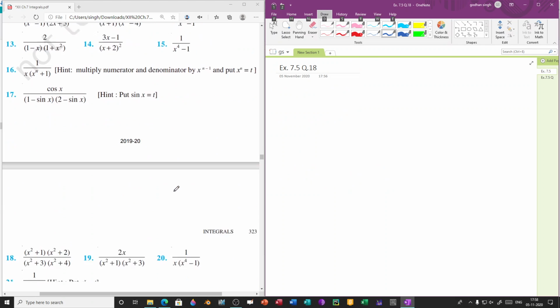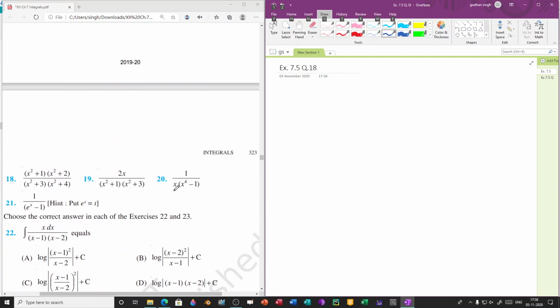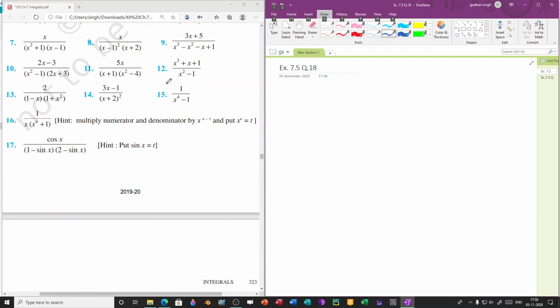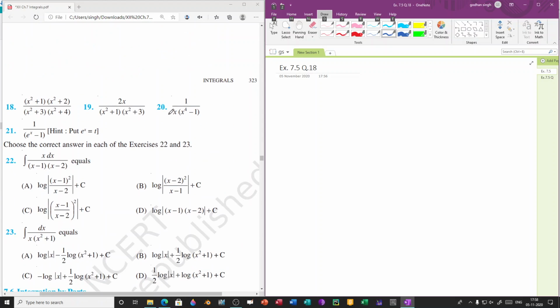Now we'll go to exercise 7.5, question number 18, because it is similar to our question number 15. So this is our question number 18. This is a rational function, and we can see that the numerator and denominator are both expressed as factors of x square plus some constant. So this is exactly the same method we will follow which we followed in question number 15. So let us do the 18th one, solution 18.